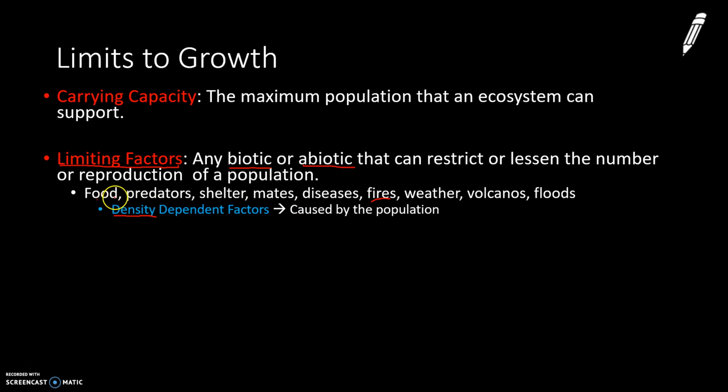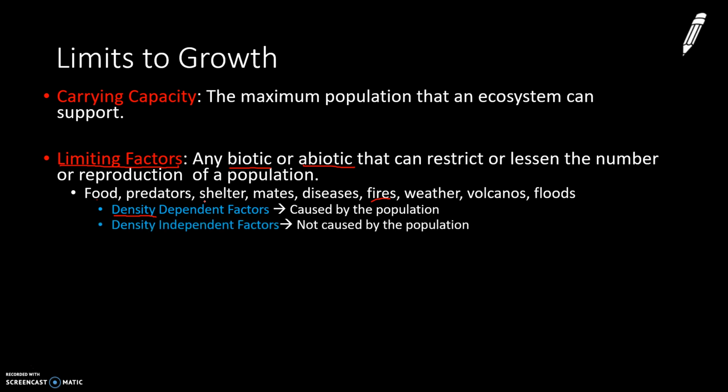You can run out of food. The population could eat up all the food in the environment. That would cause the population to dwindle. It could be the number of predators. It could be shelter. That's dependent on the population. If there's too many individuals that take up shelter, there's not enough for the others, okay?